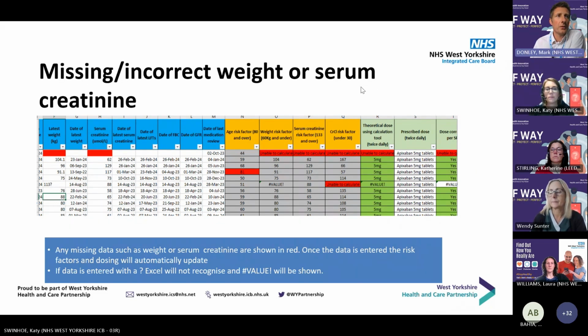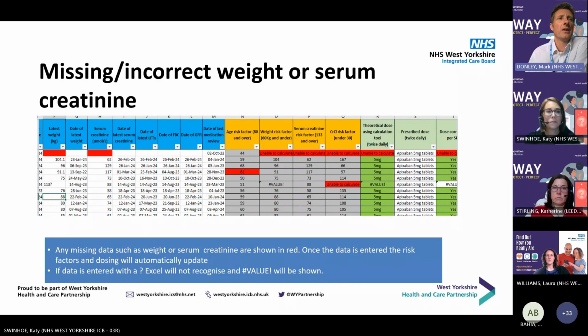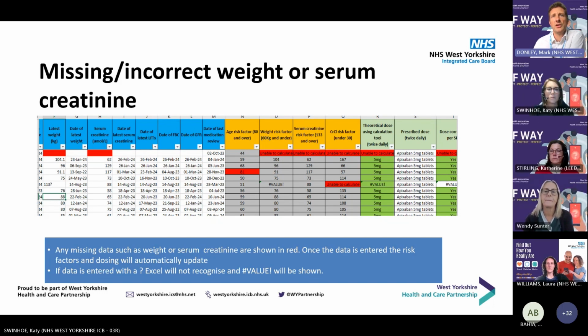Also, sorry, what I want to mention there is you can see in the weight column, in column F, there's a 113 question mark. So someone has entered the weight as query 113 kilograms. Excel won't recognize a question mark, so it will not pick it up and be able to work things out. You can see in the weight risk factor column, the second column with yellow at the top, it's showing value. If you were to confirm that weight is 113 kilograms, and enter that into that column, it will automatically update all the rest of those values on that row for that patient.